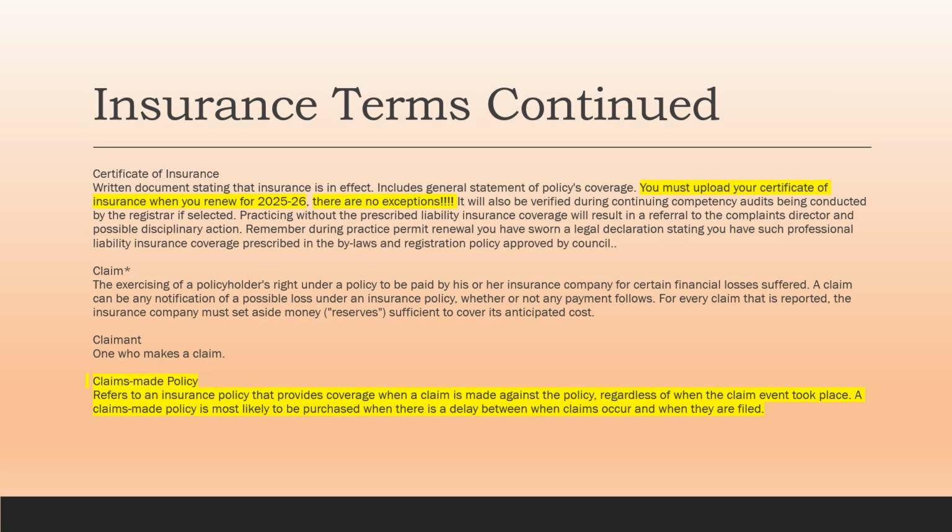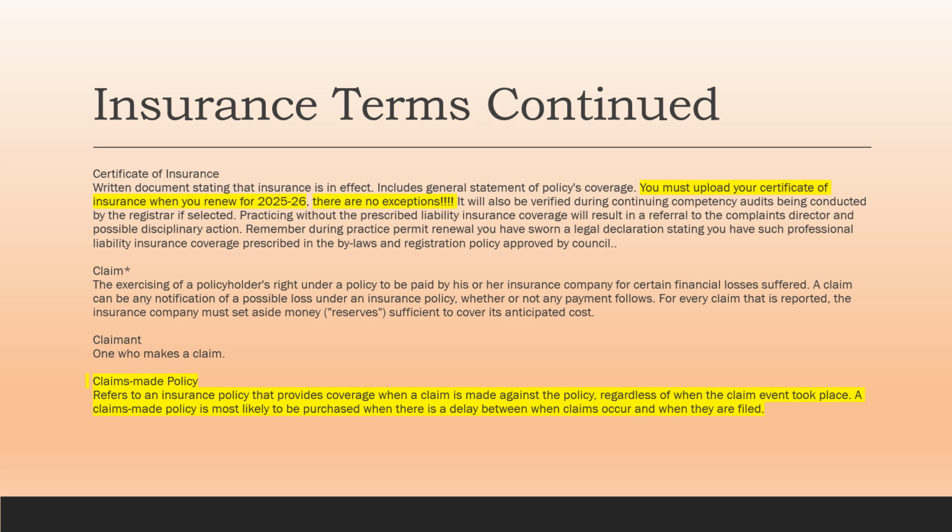Insurance terms continued include the certificate of insurance. What's important here is you must upload your certificate of insurance when you renew for the 2025-2026 registration year, and there are no exceptions. It will be verified during the continuing competency audits being conducted by the registrar and referred to the complaints director if necessary.